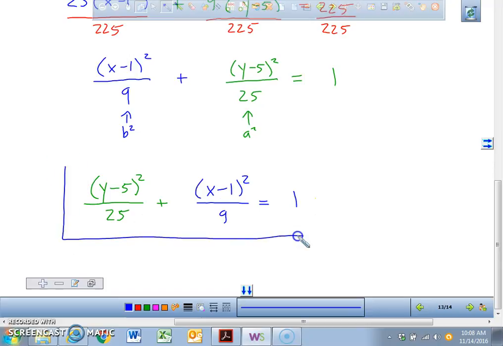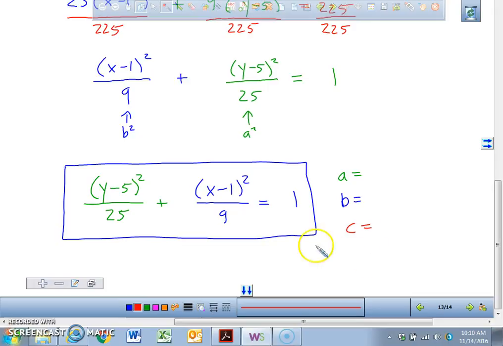This is what I'd like you to put on your paper right now. We're going to use this information to now find all of the other pieces of information for our ellipse. All right. We need to know what our A value is. We need to know what our B value is. And we need to find our C value. What's our A value?